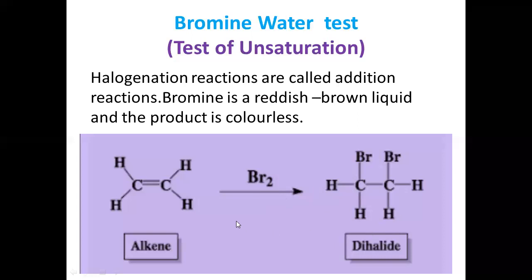And the same thing will happen. The bromine, same as chlorine, one bromine will add at one carbon atom and the second bromine will add at the second carbon atom. And we will call it a dihalide. Di means two, halide means halogen groups, halogen elements or halide elements. So it is called a dihalide. We can also call it dibromide, or it is also called dibromoethane.